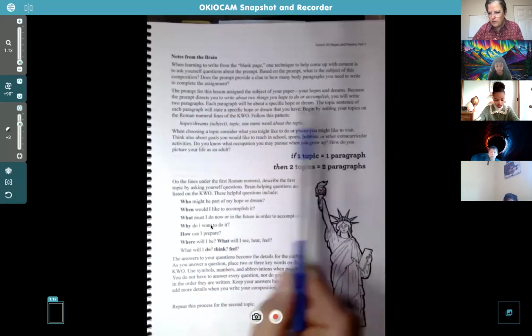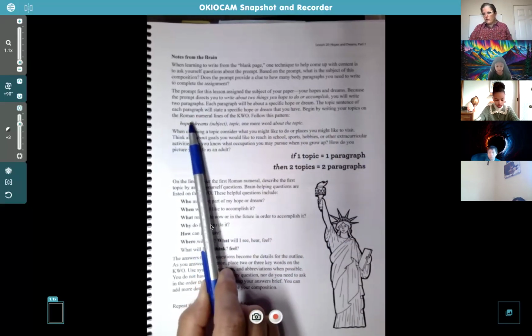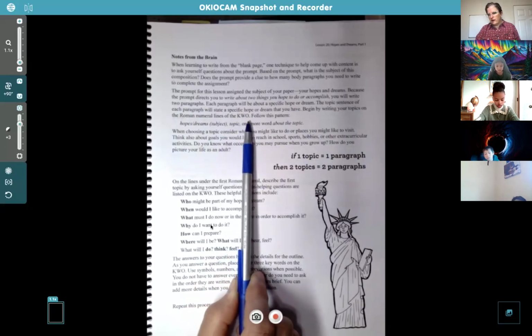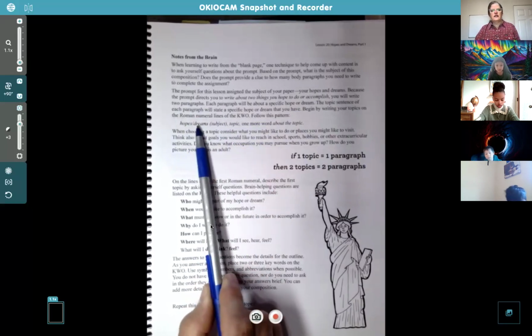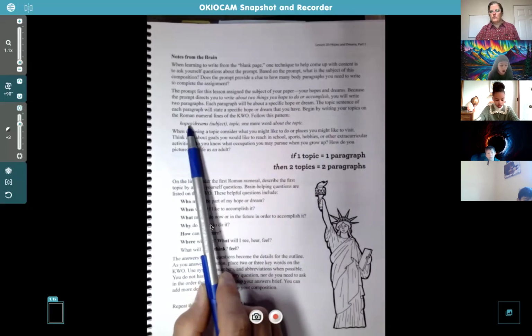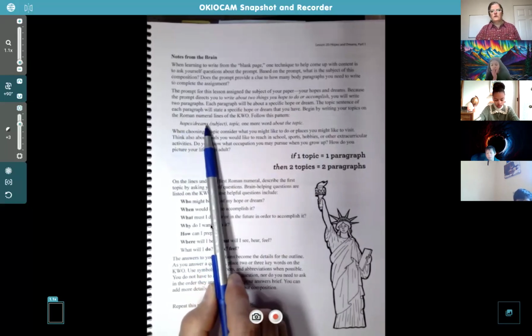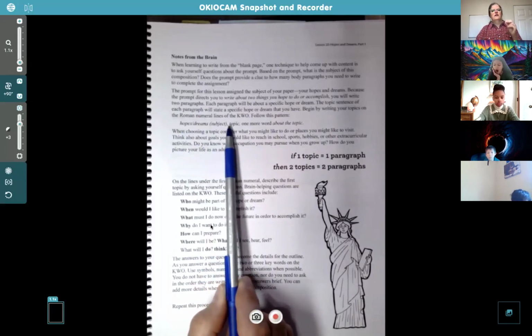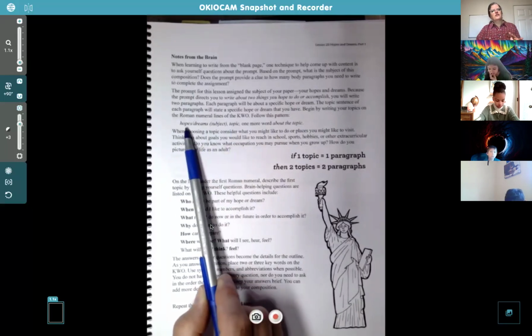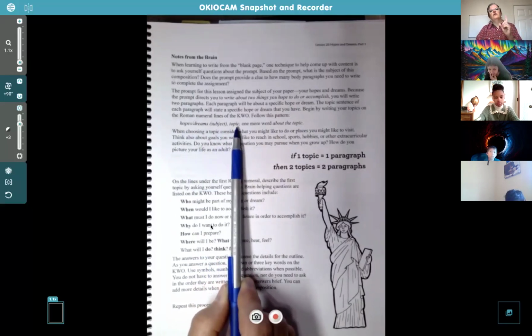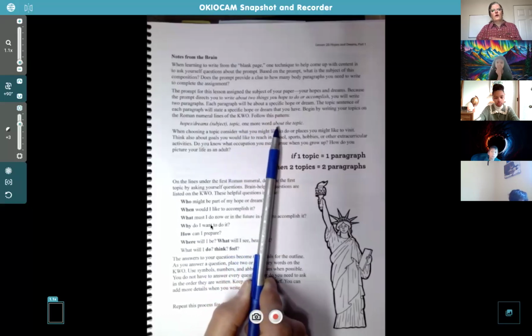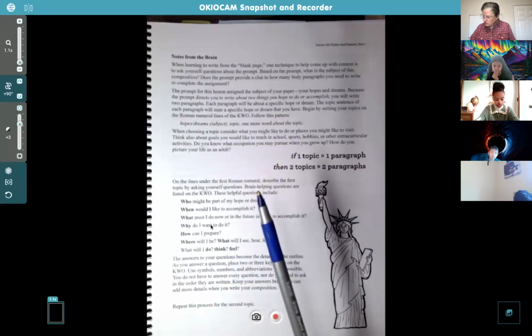Begin by writing your topics on the Roman numeral lines of the keyword outline. Follow this pattern. This is how you'll follow the pattern next to the Roman numeral like we've been doing. Your hopes and dreams, whatever that hope or dream is, and hopes and dreams is the subject. And then whatever that hope or dream is, that's the topic. And then one more word about the topic.